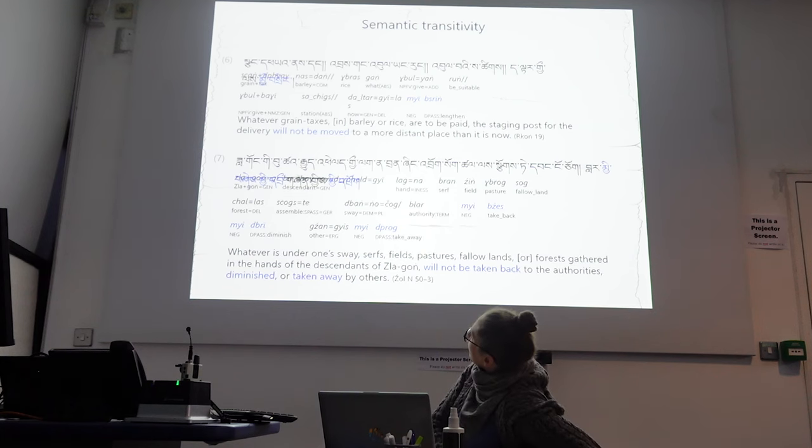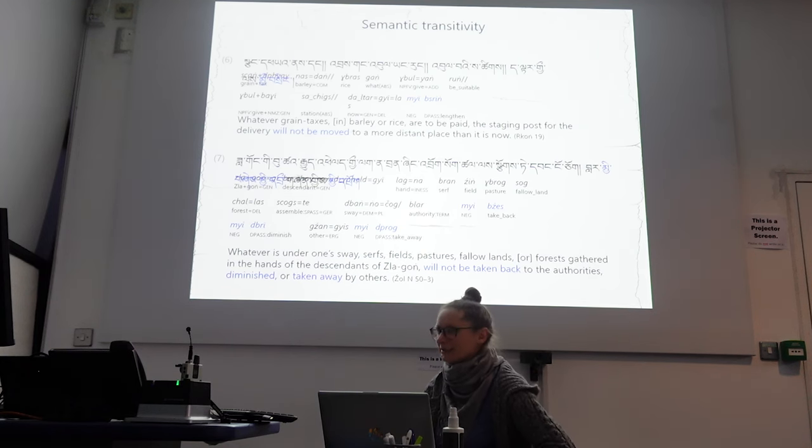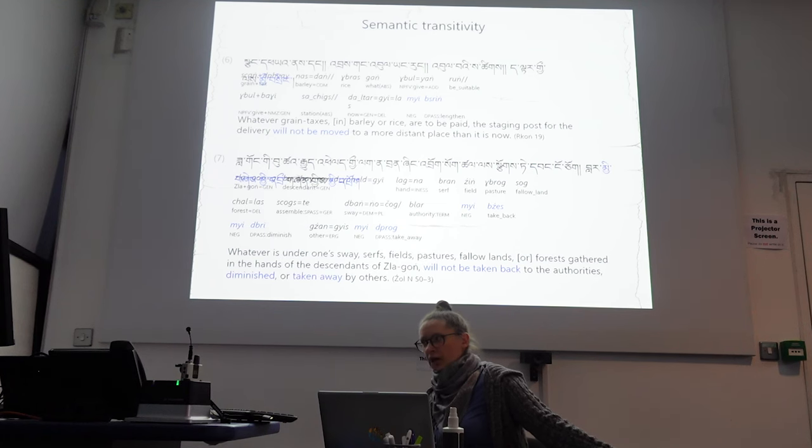still are semantically transitive. If we look at the translation: whatever grain taxes in barley or rice are to be paid, the staging post for the delivery will not be moved to a more distant place than it is now. And the second example: whatever is under one's sway, serfs, fields, pastures, fallow lands, or forests, gathered in the hands of the descendants of Slagong, will not be taken back to the authorities, diminished, or taken away by others.